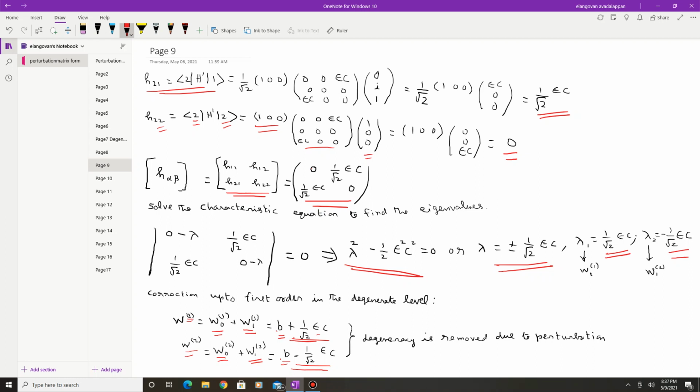So before applying the perturbation, the energy is B. Both the states have the same energy, so there is a degeneracy. Once you apply a perturbation, the energies take two different distinct values, B plus 1 by root 2 epsilon c and B minus 1 by root 2 epsilon c. Therefore, the degeneracy is removed due to perturbation.